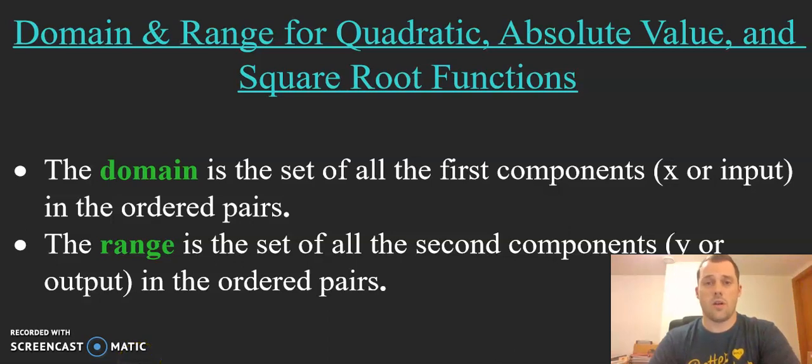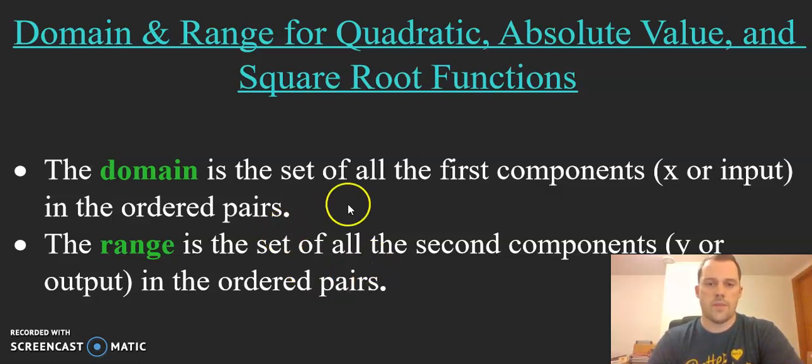In this video, we're going to look at some domain and range examples for some basic functions. So we're going to look at quadratic, absolute value, and square root graphs, which are some of the more basic functions you're going to see in algebra early on as you look at functions, transformations. So we're just going to look at domain and range for those examples.